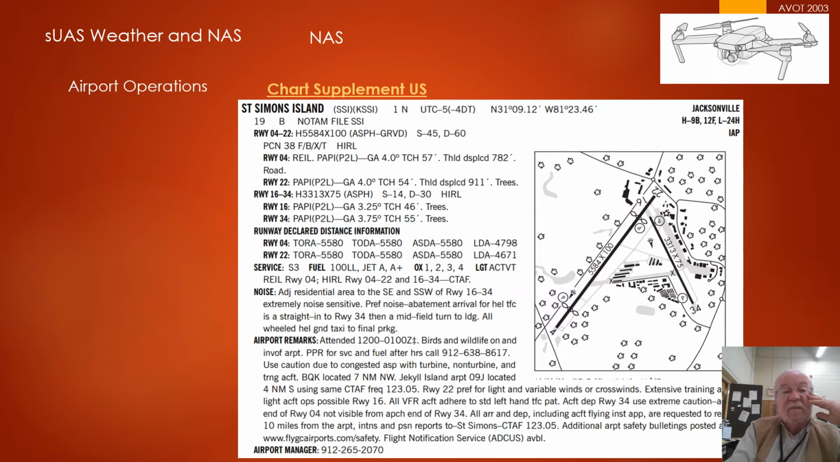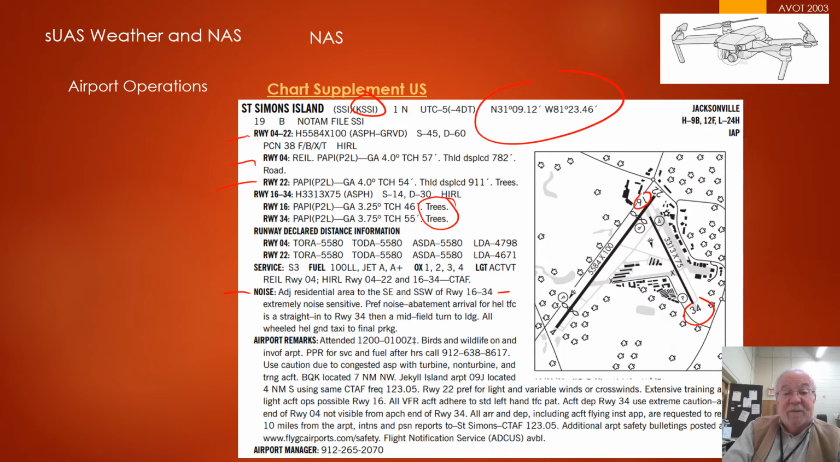Here's St. Simons Island. Again, latitude, longitude, the identifier KSSI, and runway 4/22, runway 4, runway 22's got trees. Everybody has trees on both runways for that matter. Okay, noise. Adjacent residential area to the southeast and north and south-southwest of runway 16/34. So 16/34, there's 34, and there's runway 16. So they want you to be careful about that.